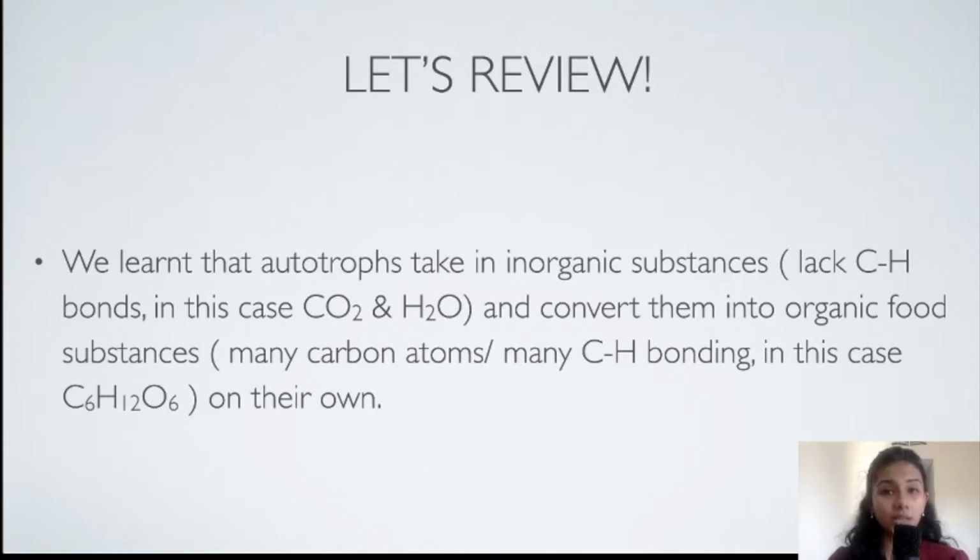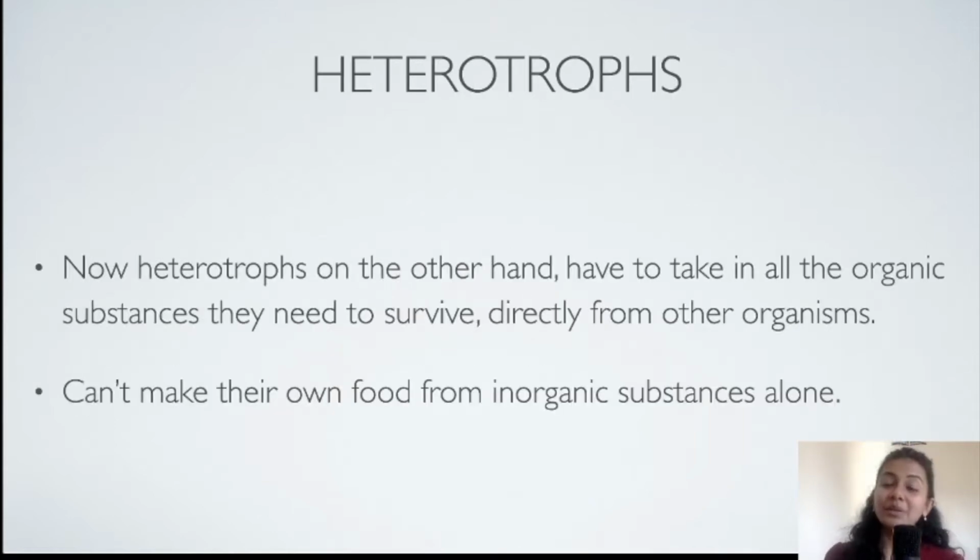So what are organic substances? Those which have many carbon atoms and many carbon-hydrogen bonds in them. In this case, they convert it into the form of glucose, and they do so on their own. Let's review: they take in inorganic substances and convert them into organic food substances inside them, on their own. That's why they are autotrophs. Today we learn about heterotrophs.